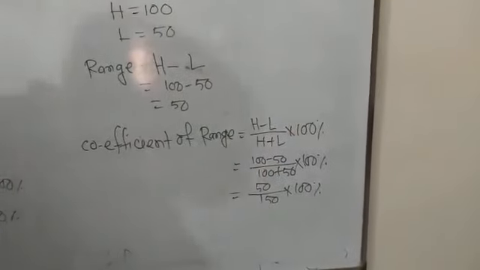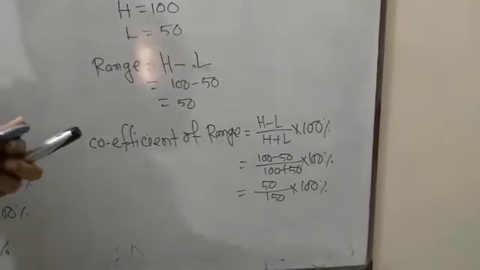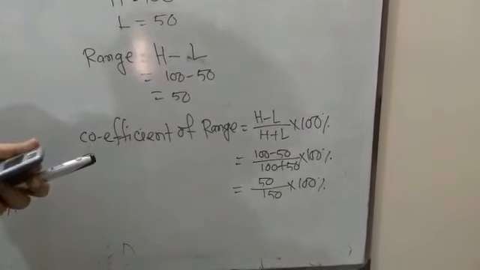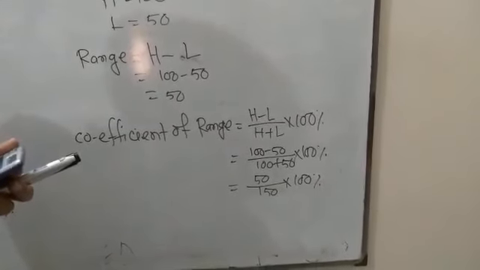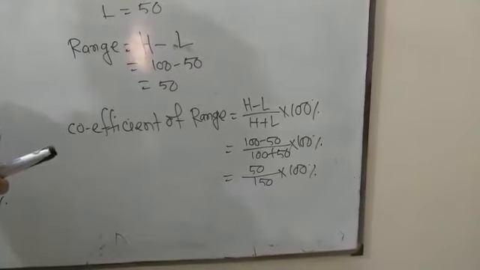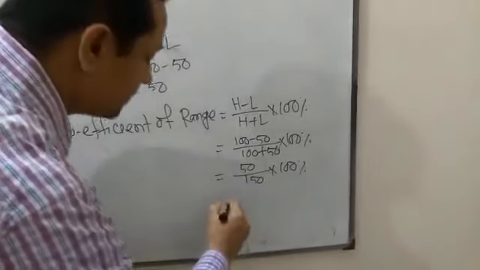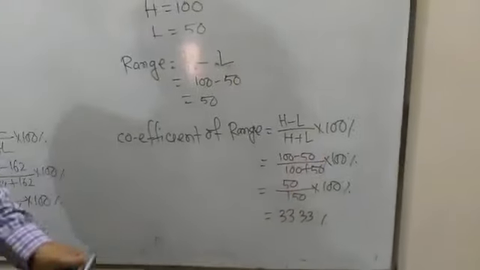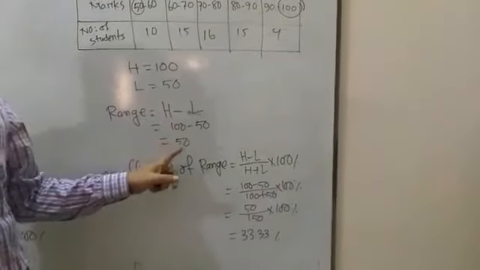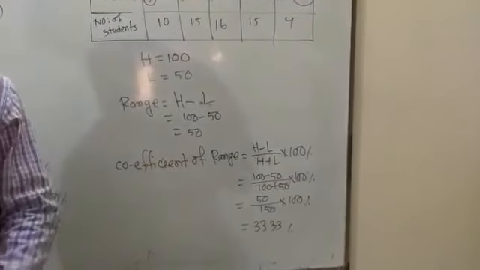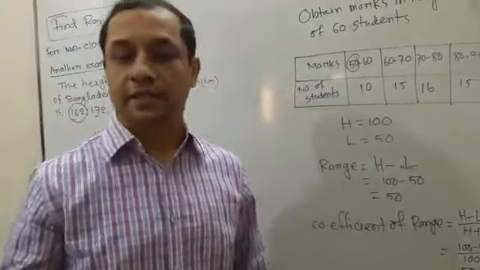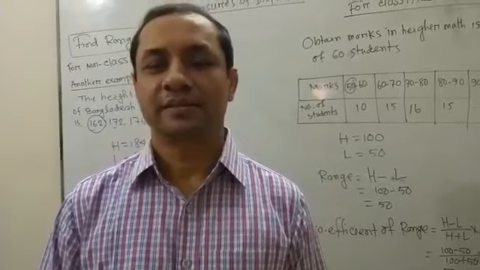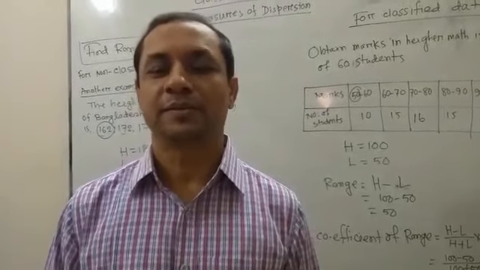Now using calculator, 50 into 100 divide 150 equals 33.33%. So the value of range is 50 and the value of coefficient of range is 33.33%. I hope that students are clear. See you again next class. So Allah Hafiz.